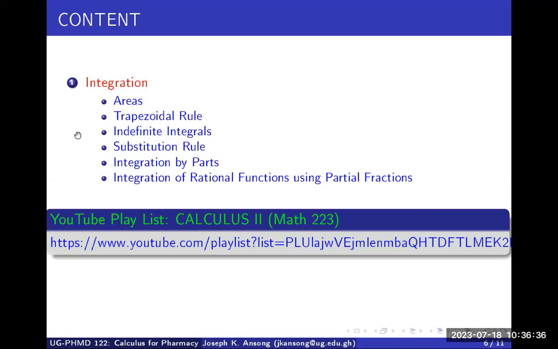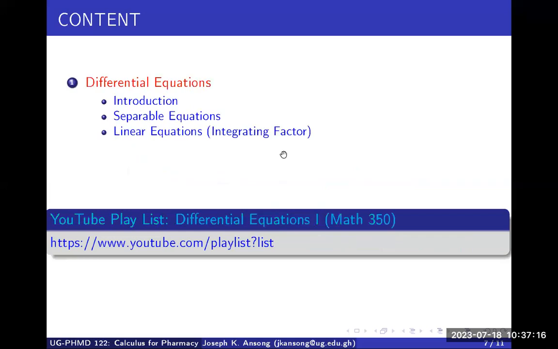And then integration itself. We'll look at a few things, how you interpret integration as the area under a curve. We'll look at the trapezoidal rule for approximating the integral of a function. We'll look at indefinite integrals, substitution rule, integration by parts, and then integration of rational functions using partial fractions. These are some of the techniques of integration that we'll look at. Again, you can find some of these under Calculus 2, Maths 223 in my playlist. You can make use of that to help you cover topics under integration.